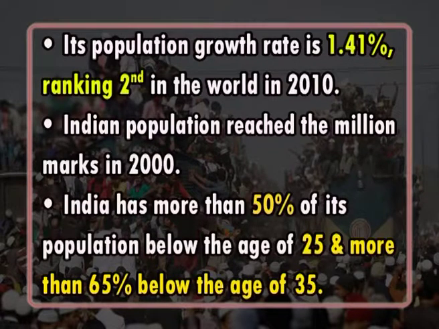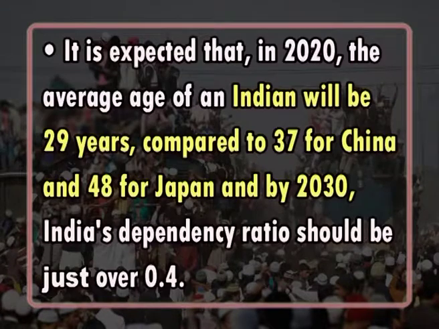India has more than 50% of its population below the age of 25 and more than 65% below the age of 35. It is expected that in 2020, the average age of an Indian will be 29 years compared to 37 for China and 48 for Japan, and by 2030, India's dependency ratio should be just over 0.4. India has more than 2000 ethnic groups and every major religion is represented, as well as 4 major families of languages and 2 language isolates.